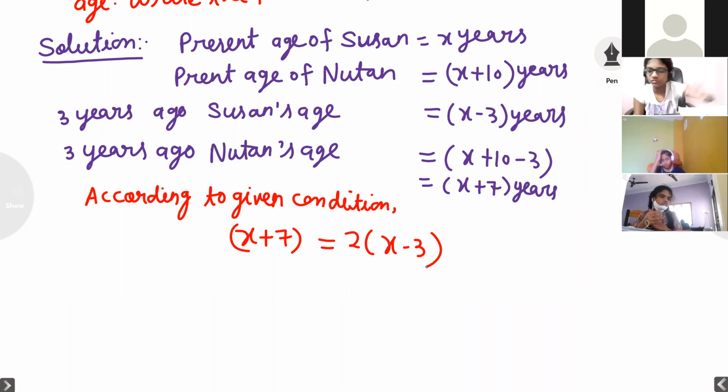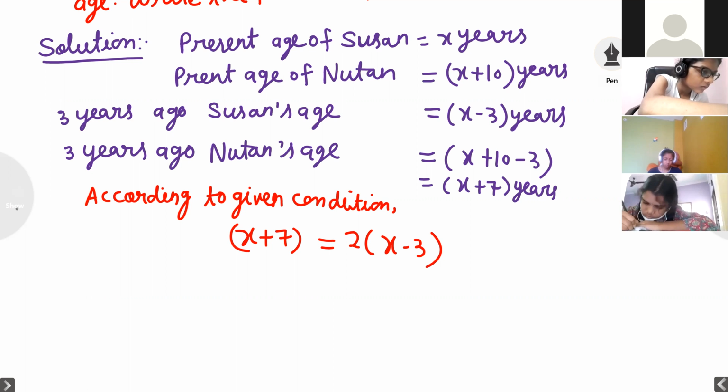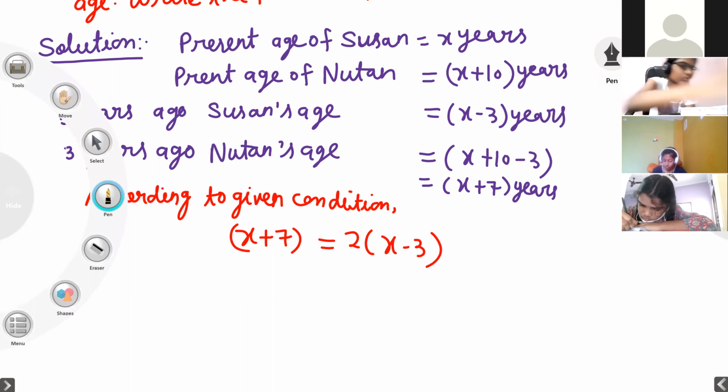Next key heading: subject. Subject is not math subject, Hindi subject, or Telugu subject. This subject is the algebra subject. How to calculate the subject? Keep heading everyone: subject.